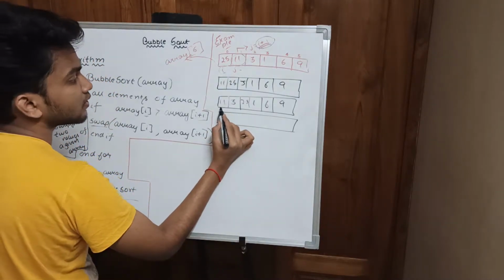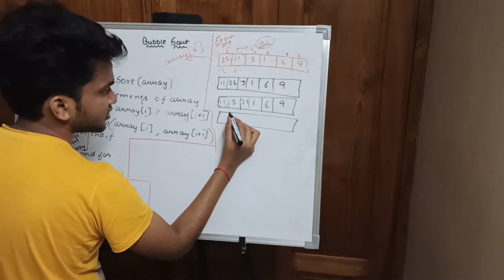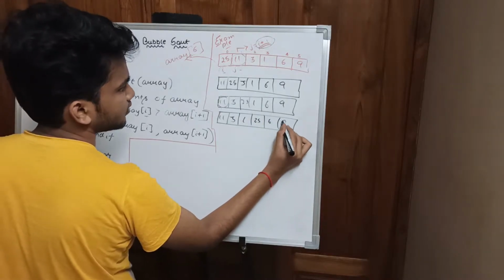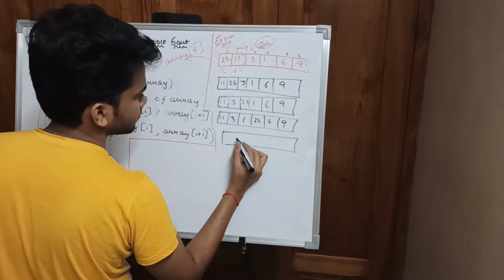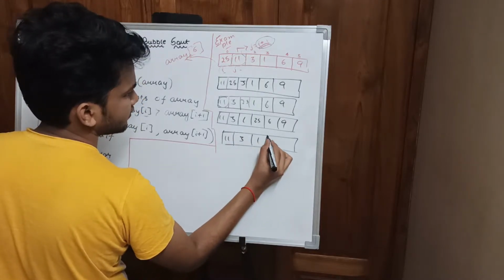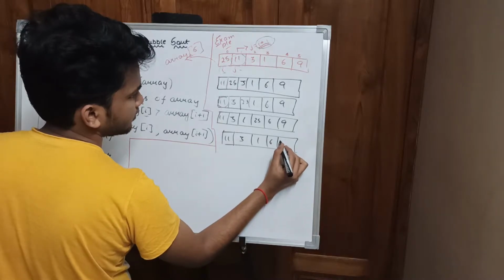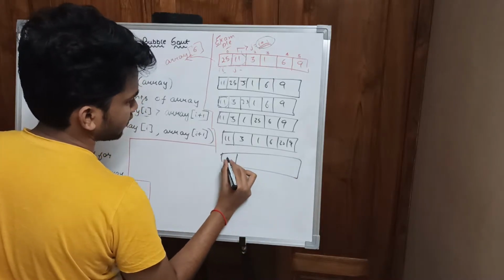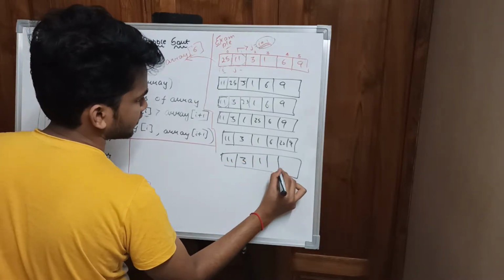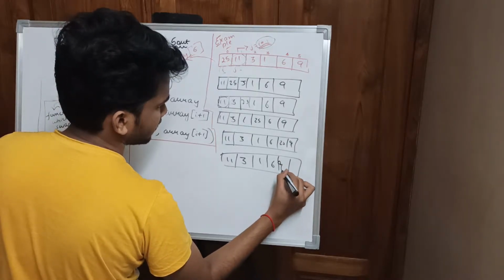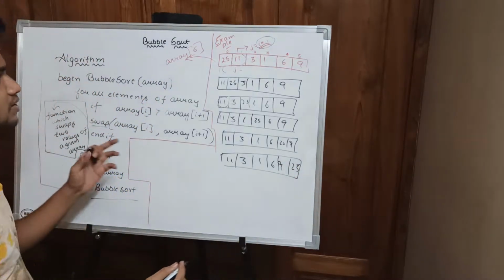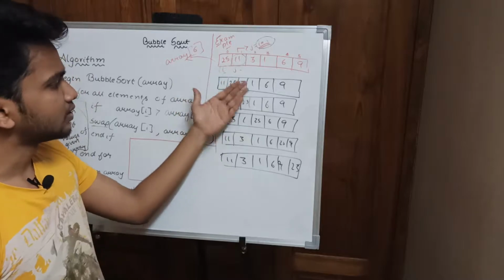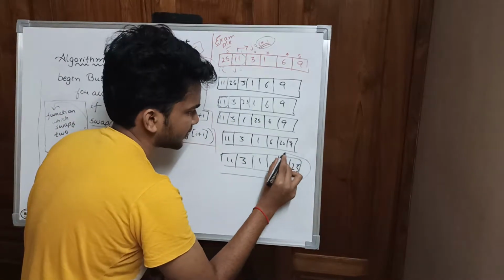Again we will set I here, that is at 11, and we will check what will happen. 11, 3, 1, 25, 6, 9, then 11, 3, 1, 6, 25, 9, and finally 11, 3, 1, 6, 9, 25. Now the thing is that by the end of the first iteration, this complete array is obtained.